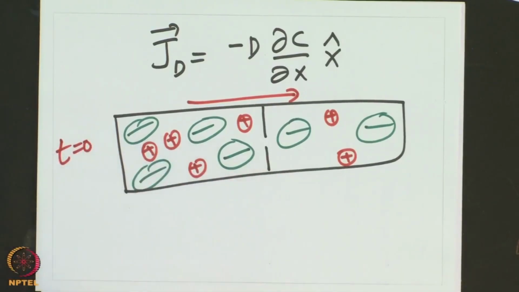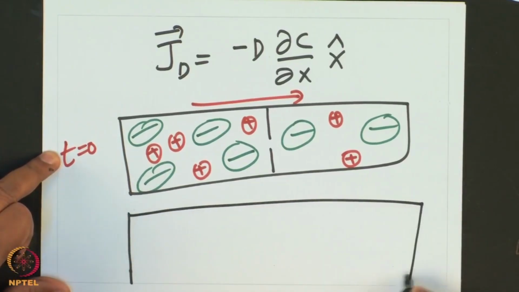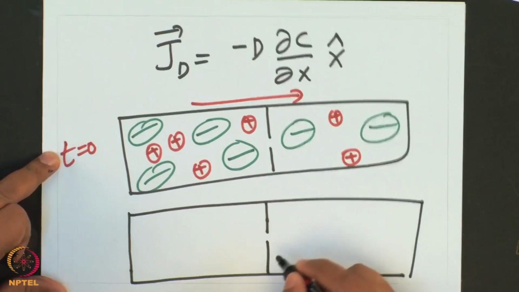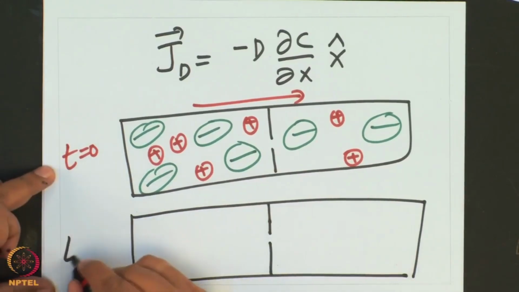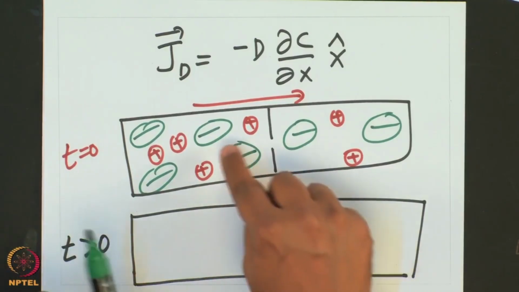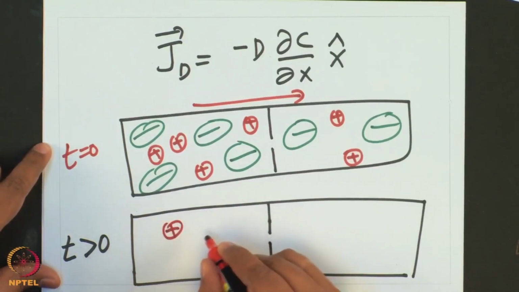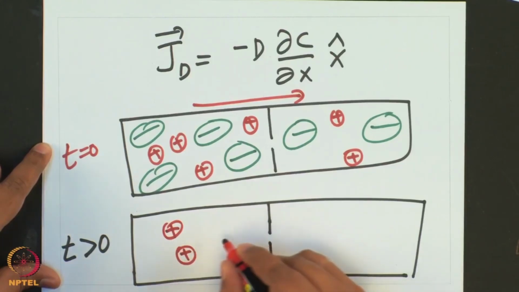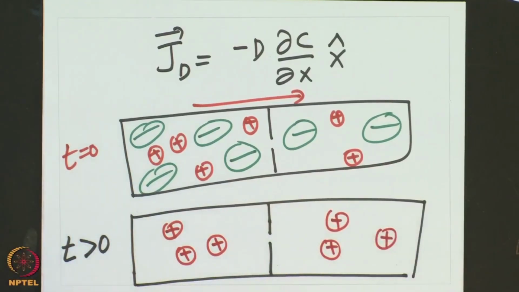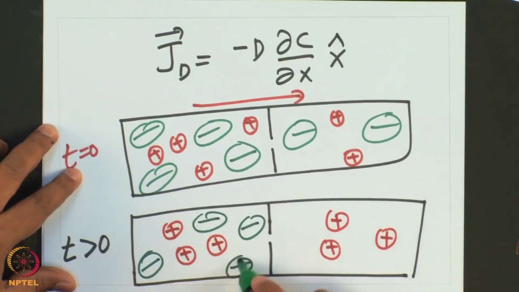Now after some time, let us say t is much larger than 0, what would happen is the following. I am going to indicate here t greater than 0. Things will diffuse. After the diffusion, some plus charge would be on this side. So you would have a different number of plus charges here and a different number of plus charges there, and on the other hand minus ions cannot diffuse, so that would remain the same.